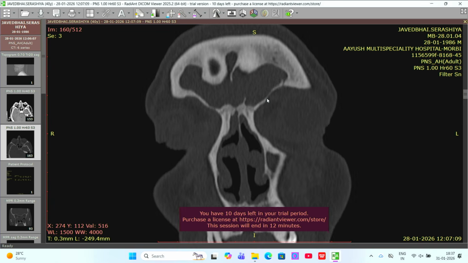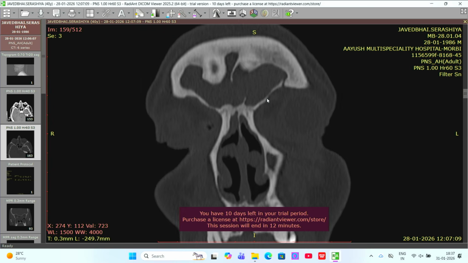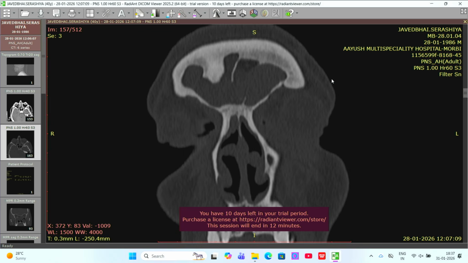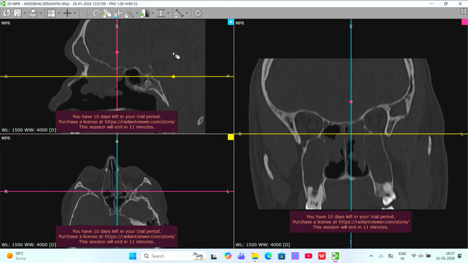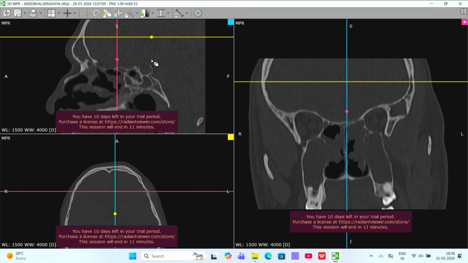So this CT scan has a big role. See this, the frontal floor is completely intact. It looks like the frontal sinus was not touched earlier. Now, let me reconstruct to see the frontal. The frontals are best seen on the sagittal plane. Look at the sagittal plane.